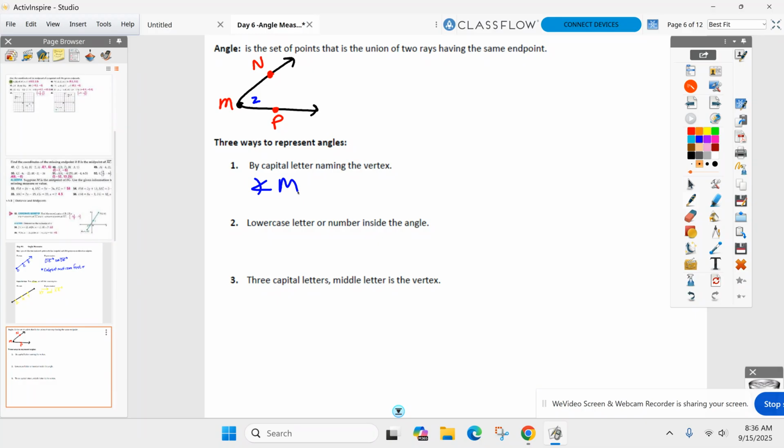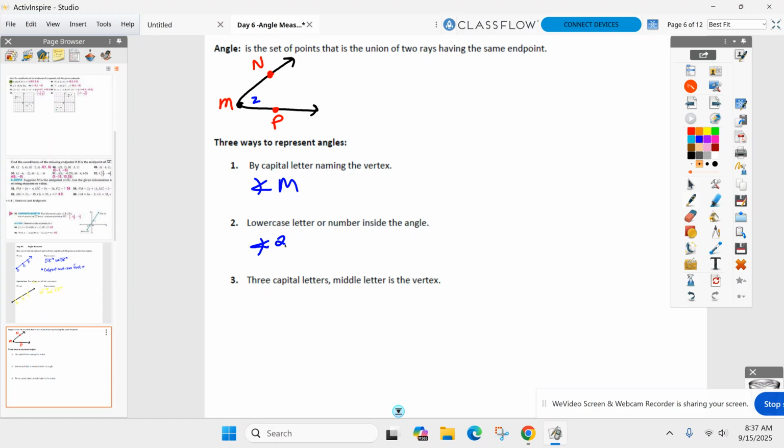Sometimes, very rarely, we can name it by the number inside or the lowercase letter. That's very rare, but sometimes it does happen. So we could also refer to this as angle 2. Very rare though. Just throw it away and get going with your notes.